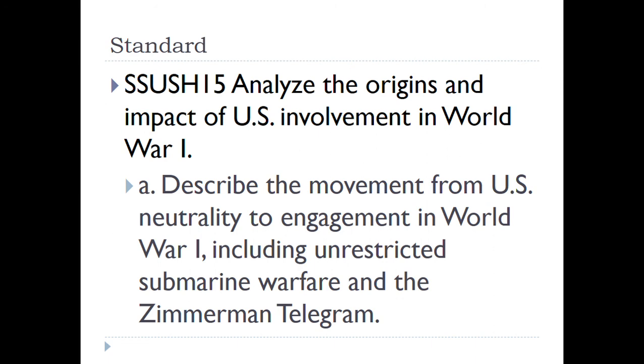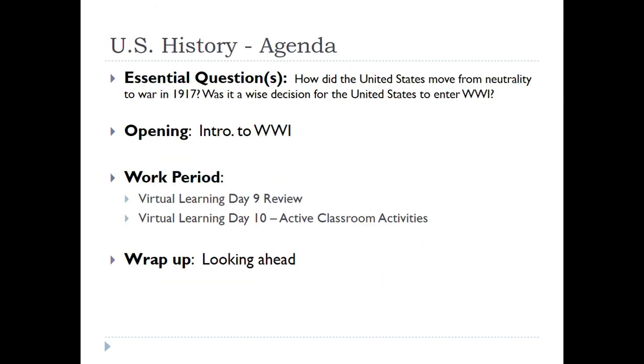You're supposed to know why we at first are neutral and then move toward getting involved. It has a lot to do with German submarines, which is a new weapon being used during this war, their attacks on American ships, which are supposed to be neutral, and something specifically called the Zimmerman telegram. We'll see things about both of those topics today. So I'm going to review the topics from yesterday's lesson and also introduce you to the active classroom activities that are part of what you're going to do for Friday.